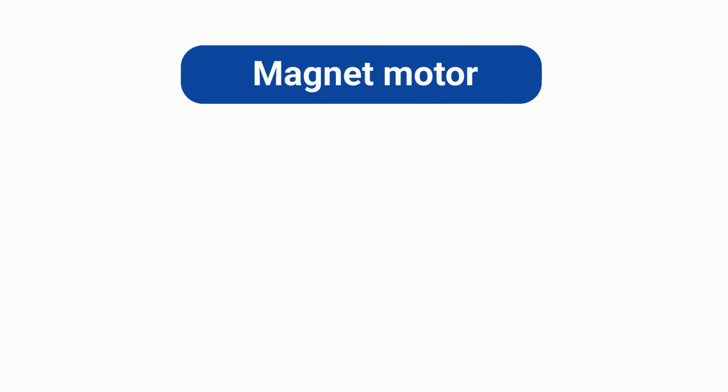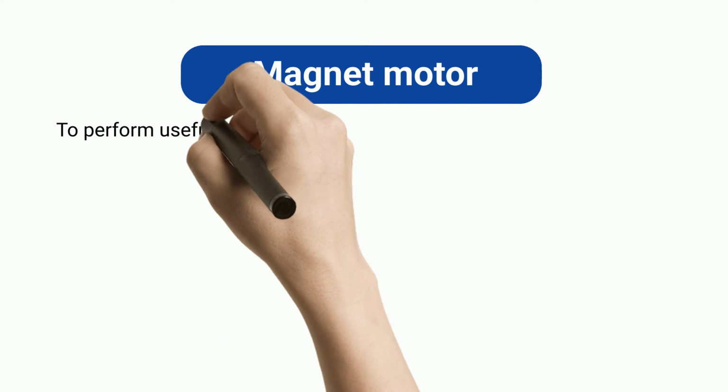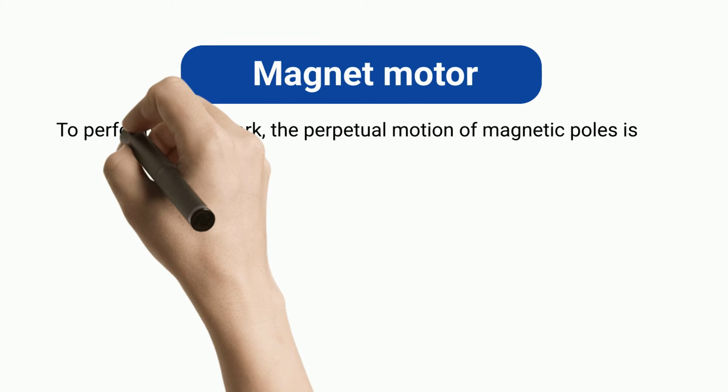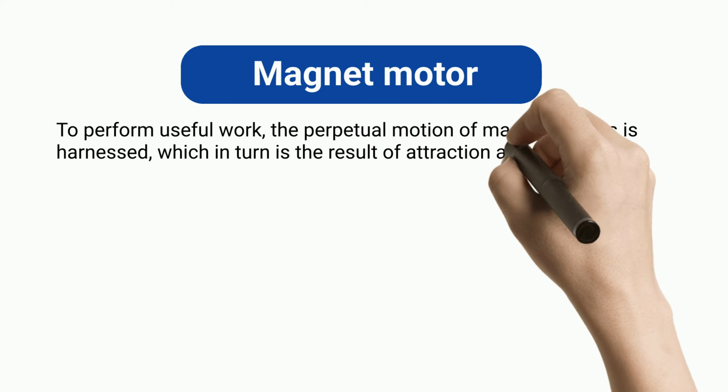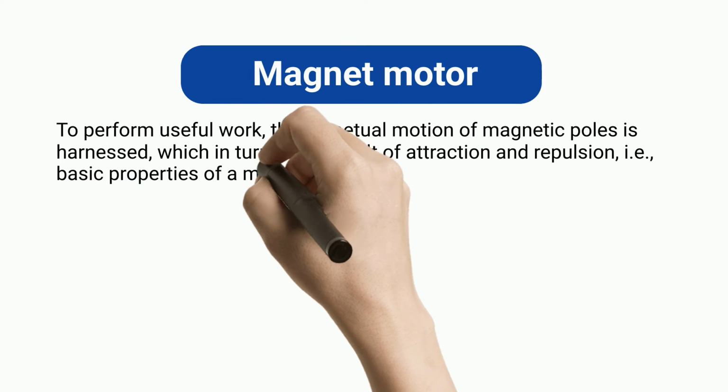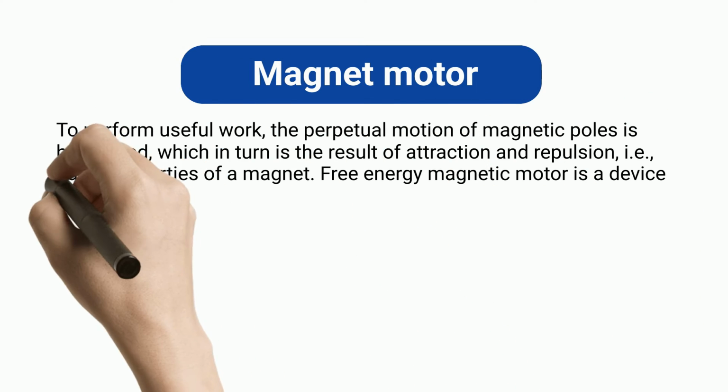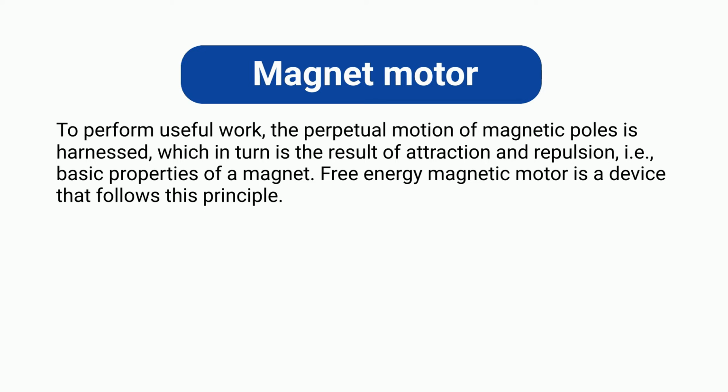Magnet motor. To perform useful work, the perpetual motion of magnetic poles is harnessed, which in turn is the result of attraction and repulsion, i.e., basic properties of a magnet. Free energy magnetic motor is a device that follows this principle.